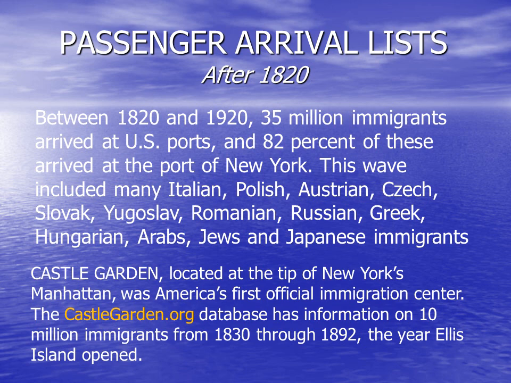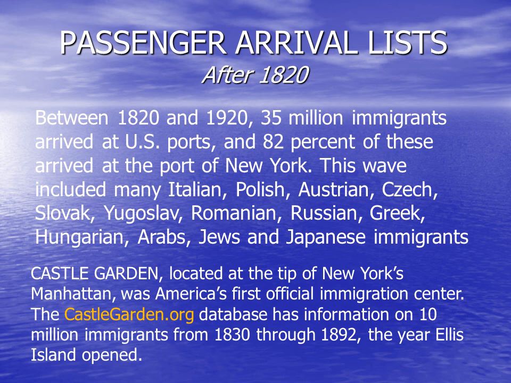After 1820, things get a whole lot better as far as finding good information about immigrants is concerned. Between 1820 and 1920, some 35 million immigrants arrived at U.S. ports, and 82% of those arrived at the Port of New York. This particular wave included many Italians, Polish, Austrian, Czech, Slavic, Yugoslavic, Romanian, Russian, Greek, Hungarian, Arab, Jews, and Japanese immigrants.